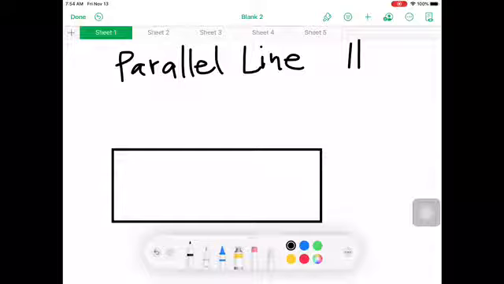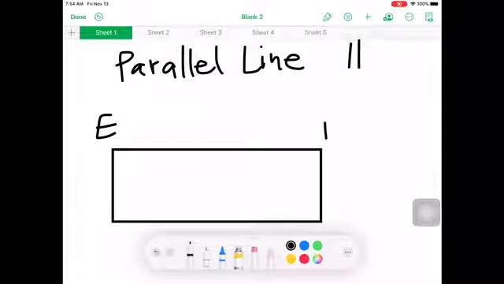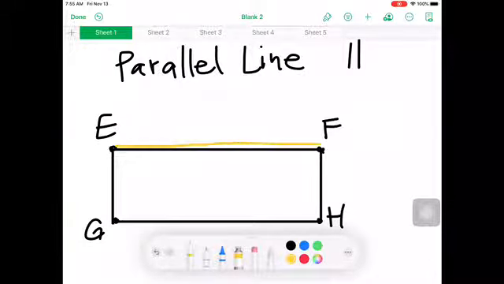So we have a rectangle here, and let's call it rectangle EFGH. And we know that those are points on our rectangle that we have labeled. We know from our rules that the opposite sides, which I'm just going to go ahead and highlight in yellow, the opposite sides of a rectangle are parallel. So as we look at this, these steps are very important.